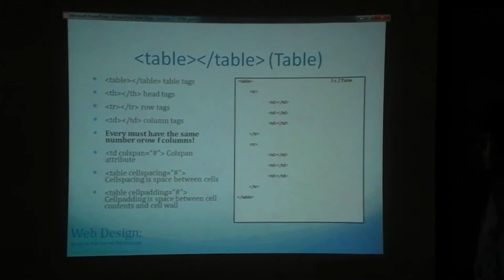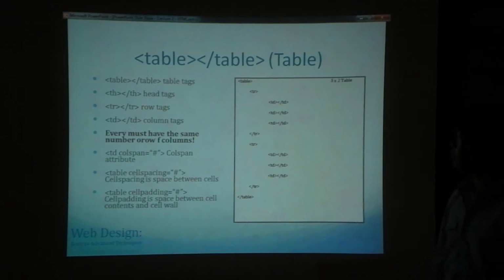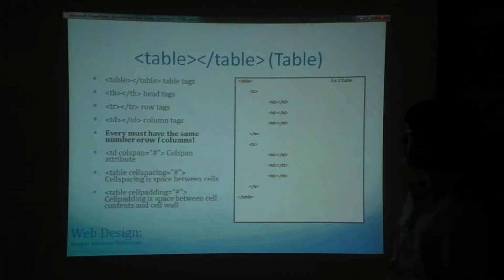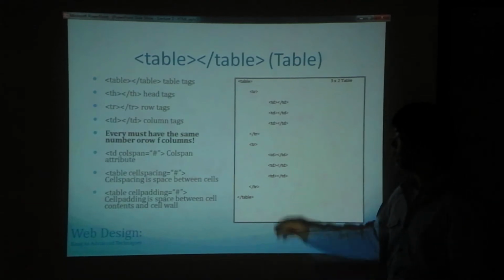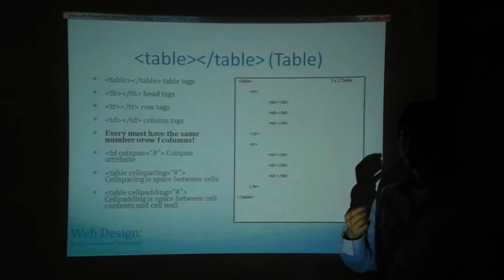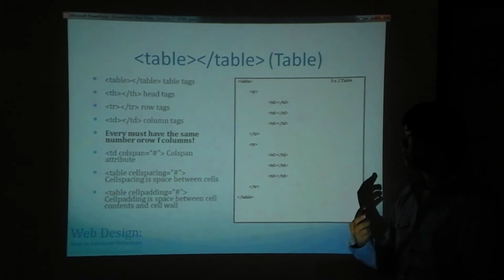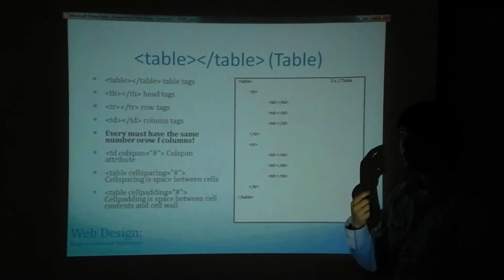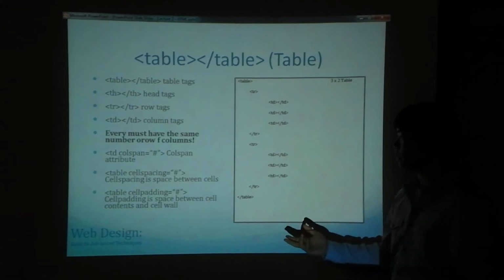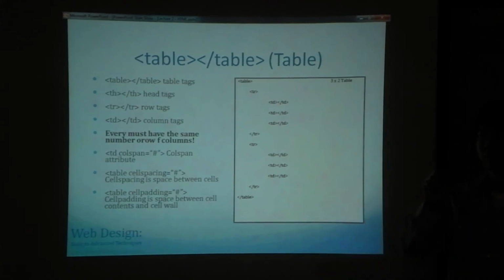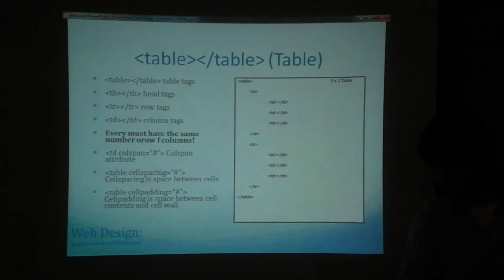And there are also a couple of attributes that go along with the table that you should specify if you're making tables. One of them is colspan. I have an example of what that is later. Cell spacing specifies the amount of space between the text and the surrounding of the cell itself. And then you have cell padding, which specifies the divisions between each cell.